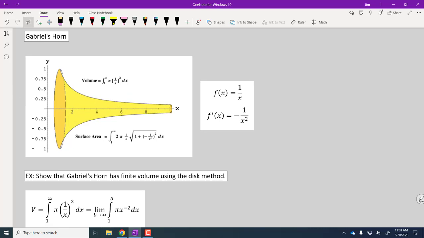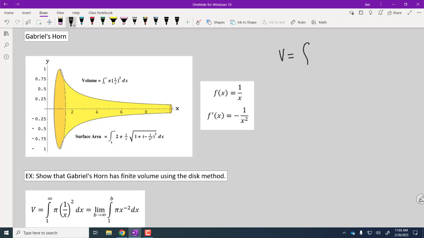All right. Gabriel's horn. Why are you shaking your head? So Gabriel's horn, this is an interesting paradox. Gabriel's horn is typically thought of as this region that you get when you rotate 1 over x around the x-axis. We've rotated all sorts of curves around the x-axis and found volume. Let's do this one. So we are going to find the volume of Gabriel's horn, and it's an infinite horn.